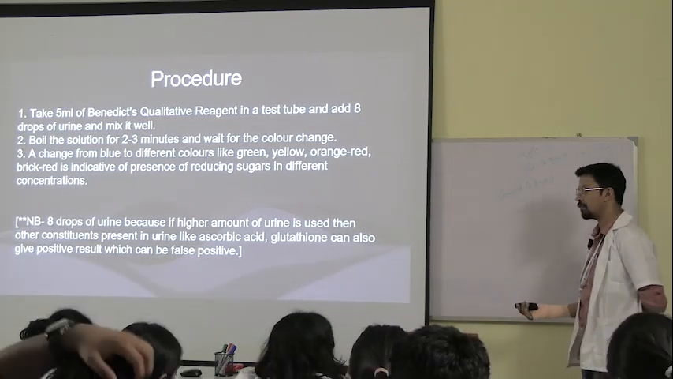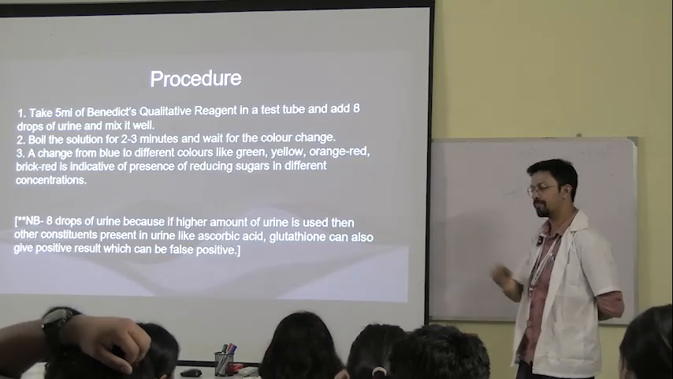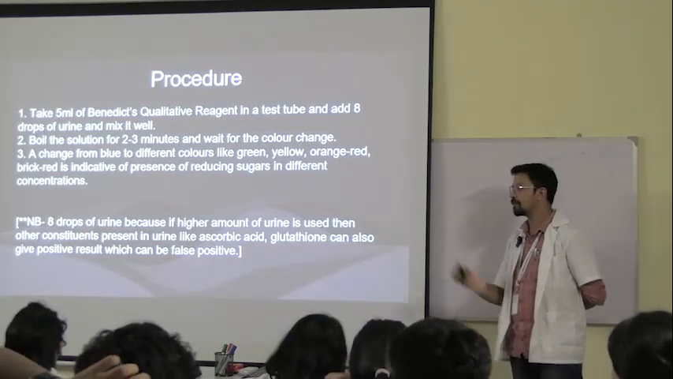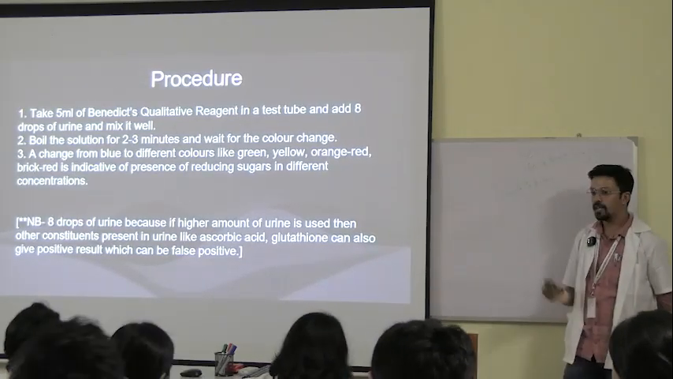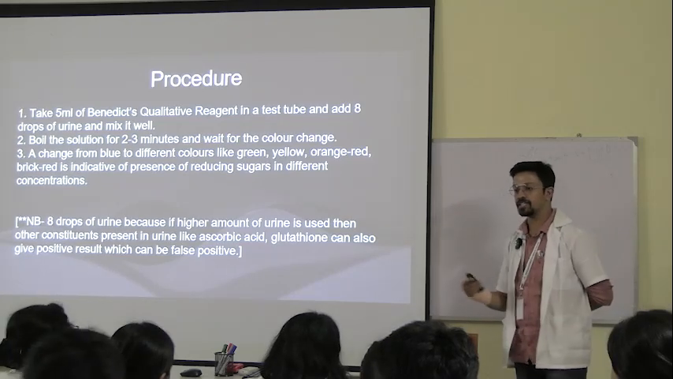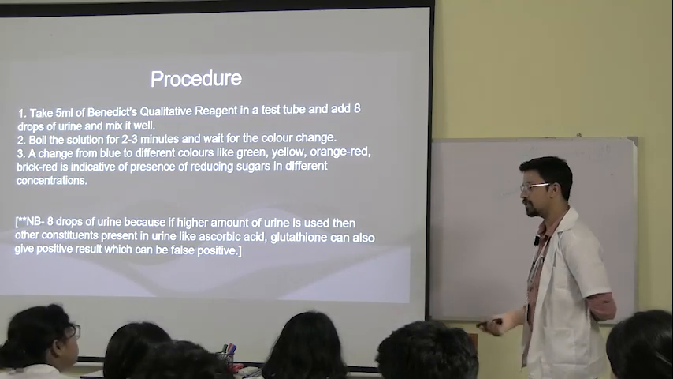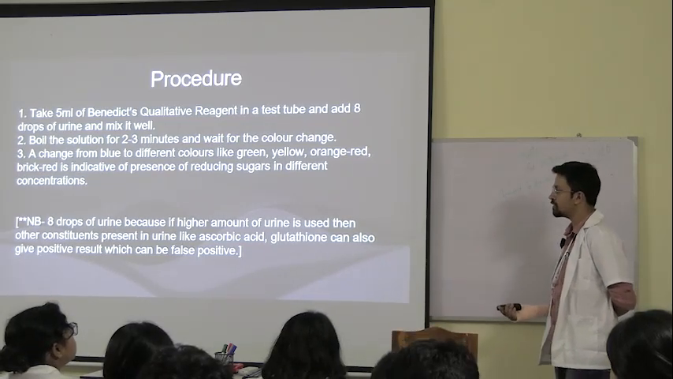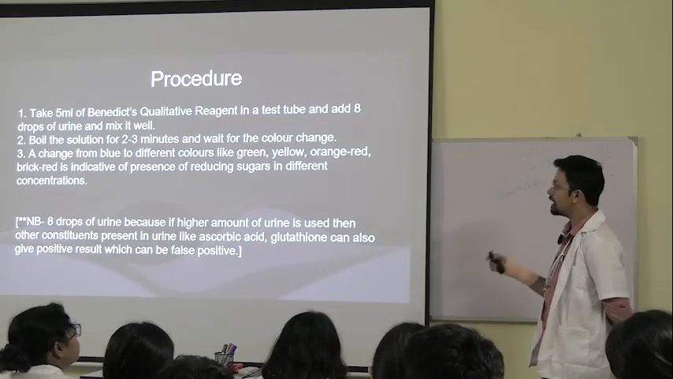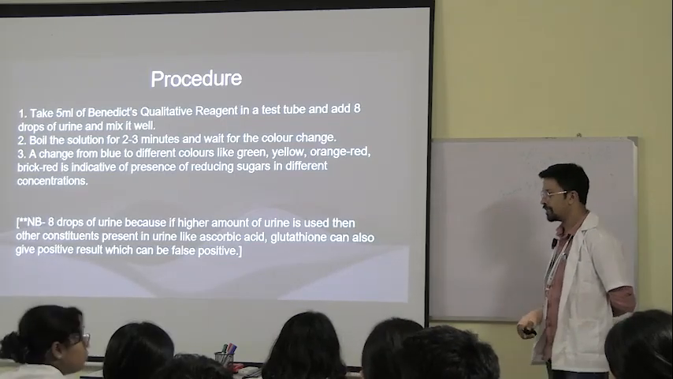How much? 5 ml of it. Add 8 drops of urine sample into it. Mix it very nicely and then keep it boiling for 2 to 3 minutes. After you boil, you can see the color change. You might not see the color change as well. If there is no sugar, there will be no color change. And if the color change is there, depending upon that, you will come to the inference.